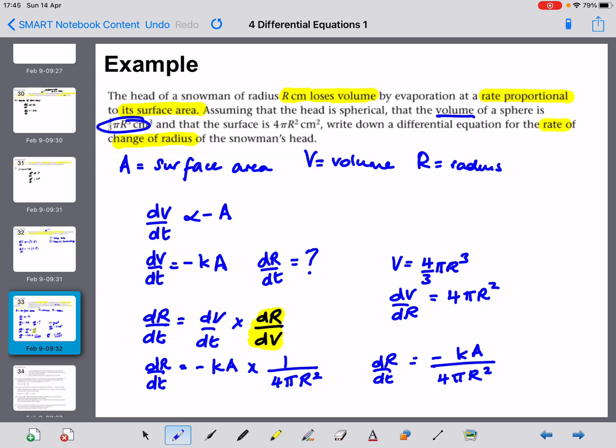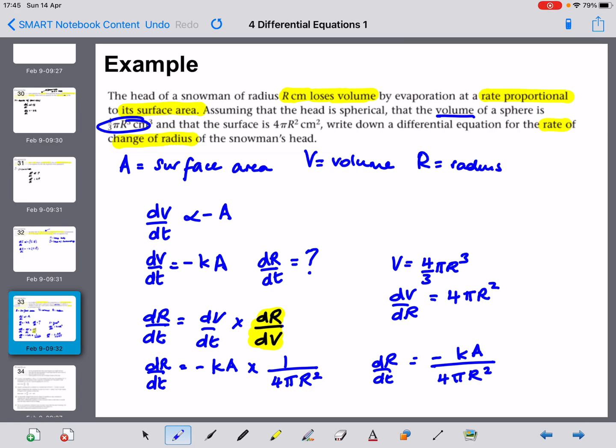Now then, we're not quite there. So we're after a differential equation for the rate of change of the radius, which we've sort of got, apart from we've got too many variables. We've got an r, we've got a t, but we've also got an A. And we can't solve a differential equation if we've got 3 variables in it. So, can you think of a way that we can get rid of one of those variables?